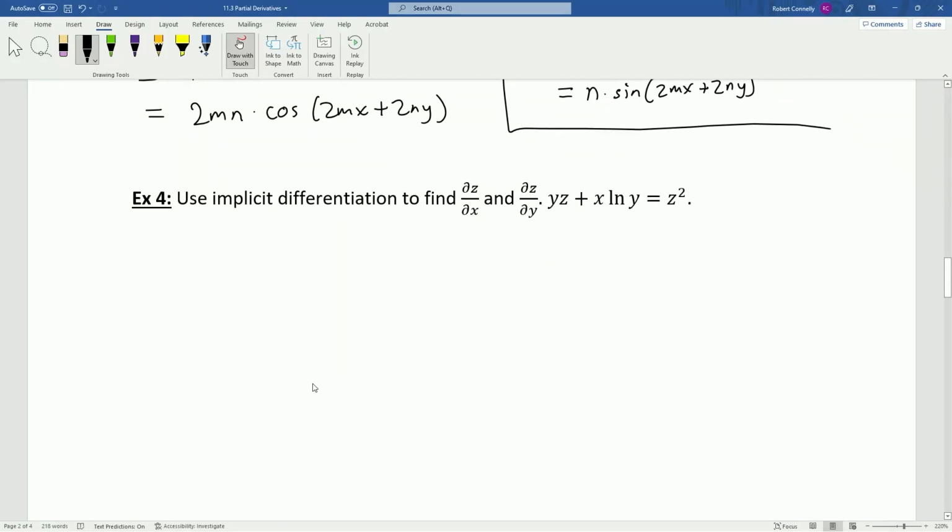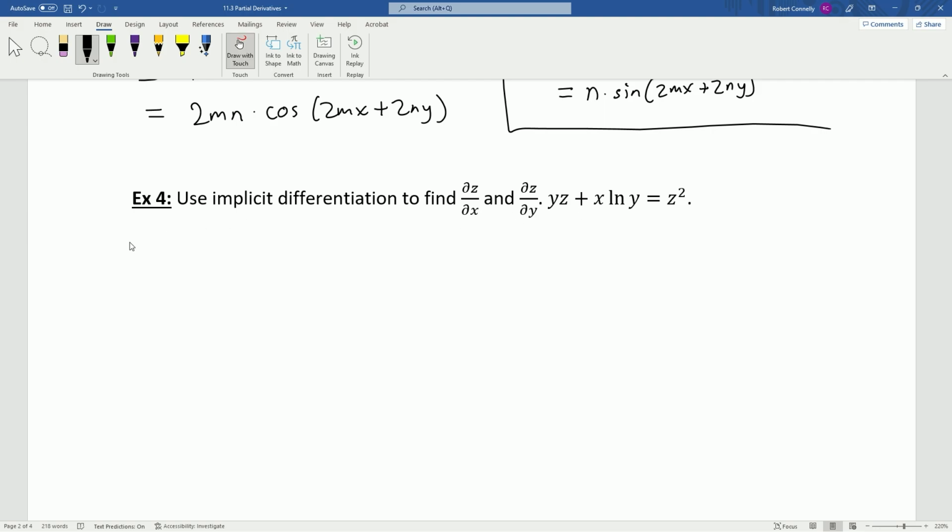Now let's take a look at this example 4. So here we're going to take 2 partial derivatives using implicit differentiation. So here, instead of having a z as a function equal to f of xy, instead we have an equation involving all 3 variables, x, y, and z. But what we're saying here is that the function z is actually dependent on x and y. So we're not going to treat it as a constant. We'll treat it like we would in implicit differentiation.